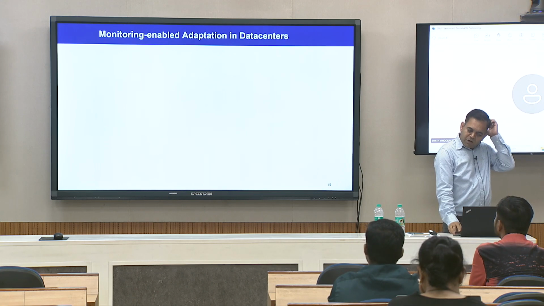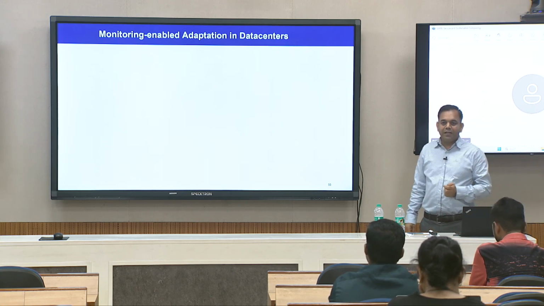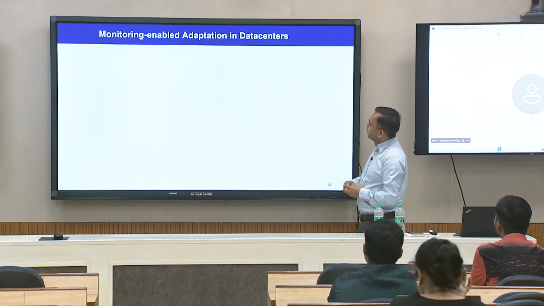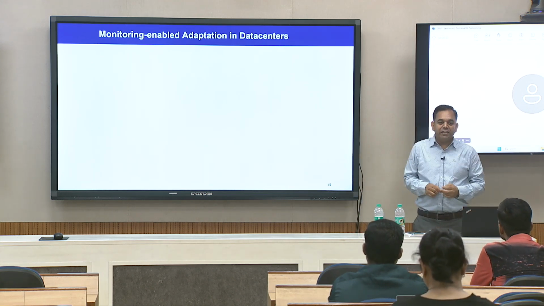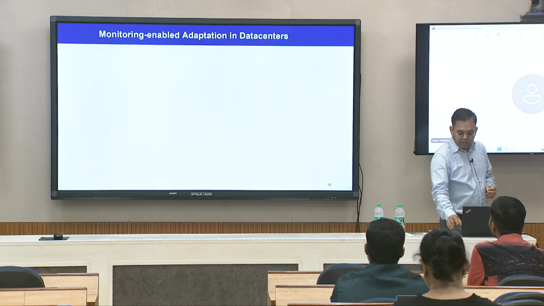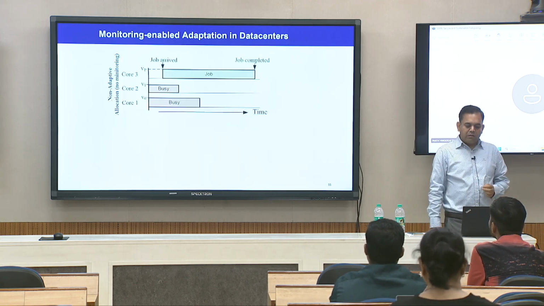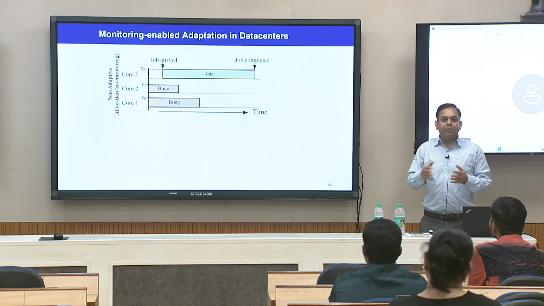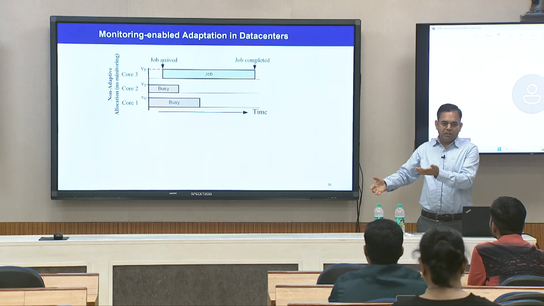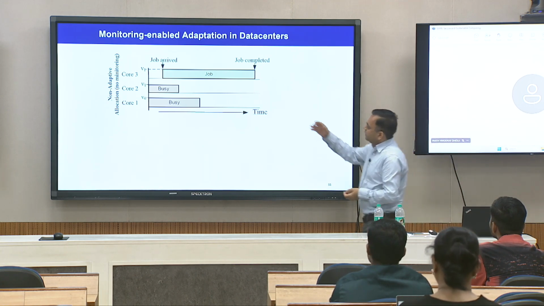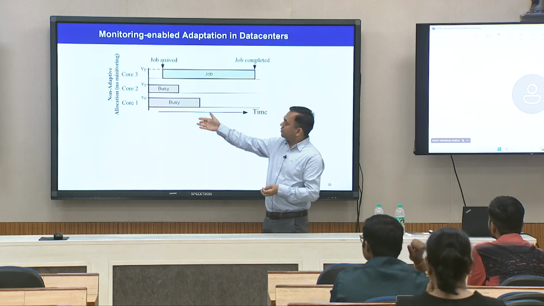Okay. Now we will look at one of the approaches that was developed in my group. We call it monitoring enabled adaptation in data centers. First let's look at the case with no adaptation. Adaptation means you start on one core, but then you switch to another core. This one is without adaptation, so non-adaptive.